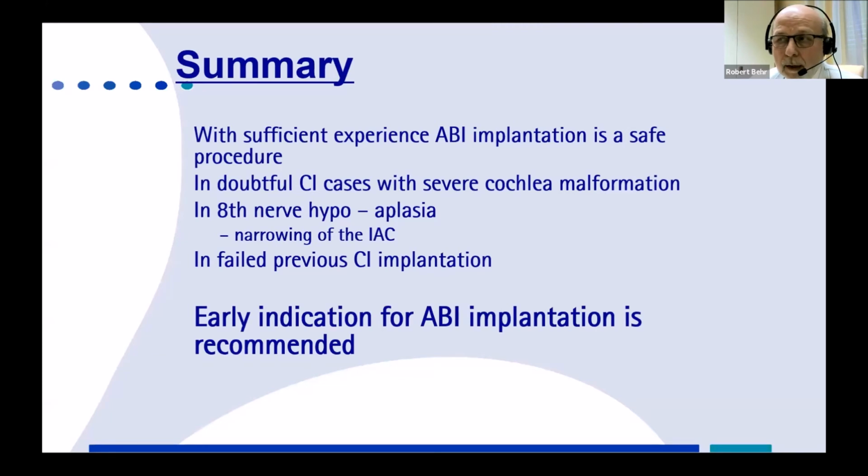I think if we are aware that the ABI implantation is a safe procedure, you should try to get a quite early implantation, not to miss the time of the development of the auditory system and the brain, and to get as much information as possible into the child's brain and hearing system. So early indication for an ABI implantation is recommended.